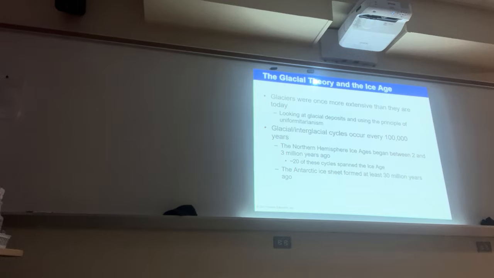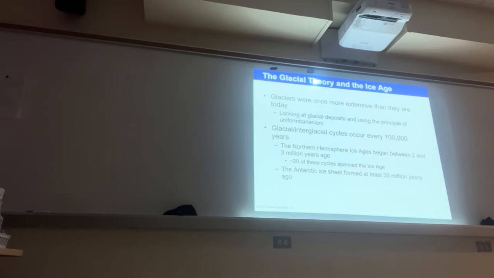Alright, glaciers were once more extensive than they are today. If we look at glacial deposits using the principle of uniformitarianism, we know, okay, I see that these are moraines and I can see that they extend way further than where glaciers exist today, so I know glaciers must have been a lot further out than they are today.